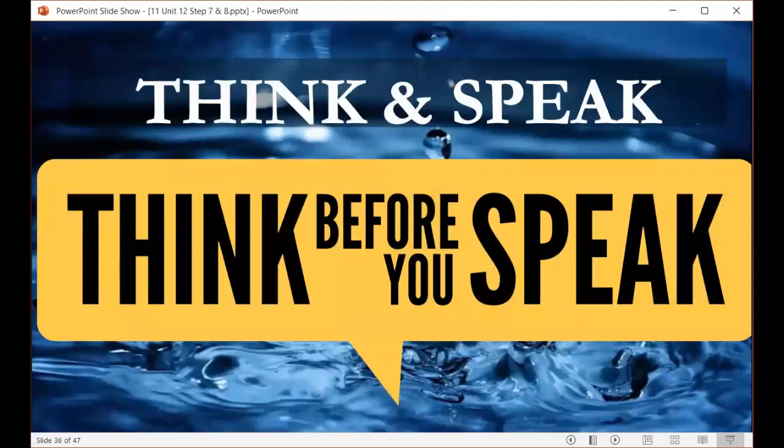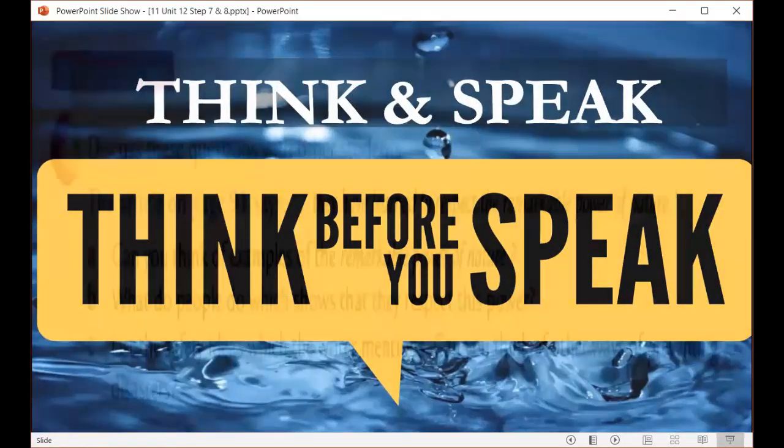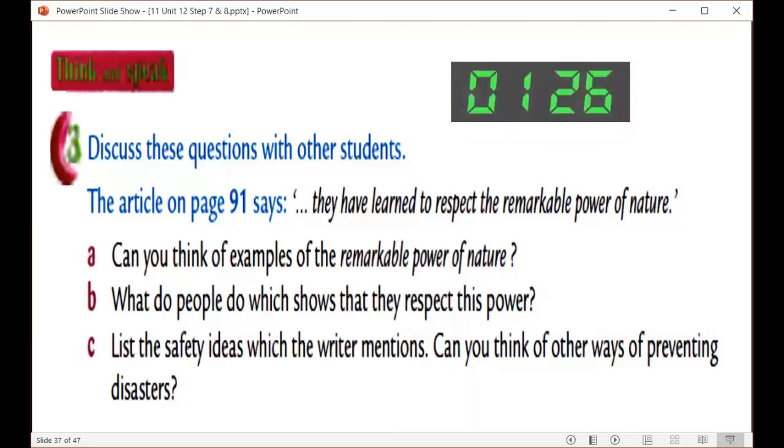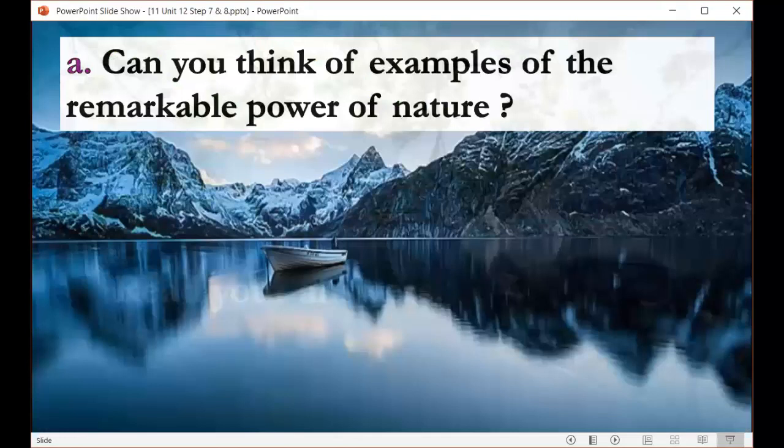Now, let's go to the second part in our lesson today, think and speak. Now, we want to discuss these questions with your friends. Okay, we have three questions. The first question says, can you think of examples of the remarkable power of nature? The next question says, what do people do which shows that they respect this power? The next question says, list the safety ideas which the writer mentions. Can you think of other ways of preventing disasters? Now, let's discuss the questions with your friends.